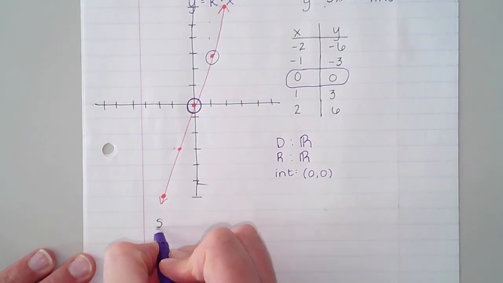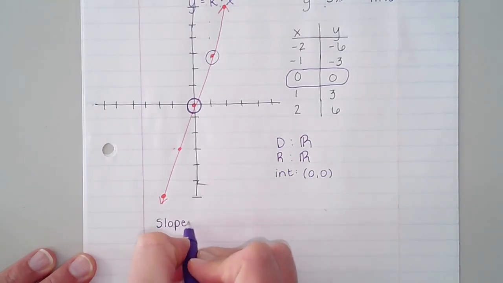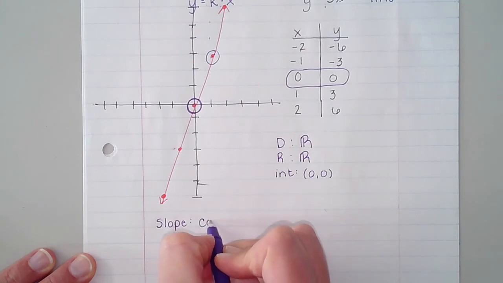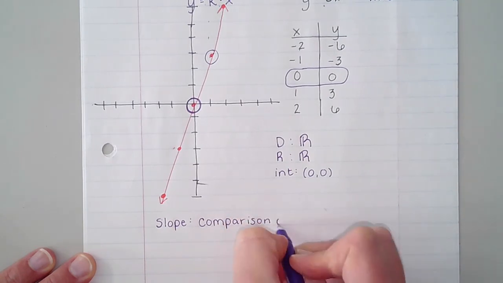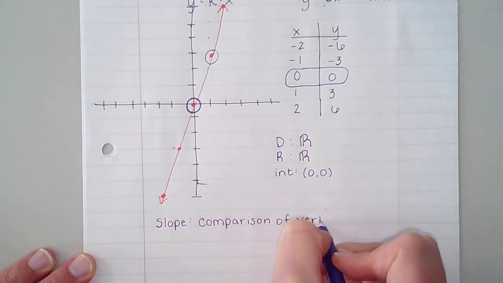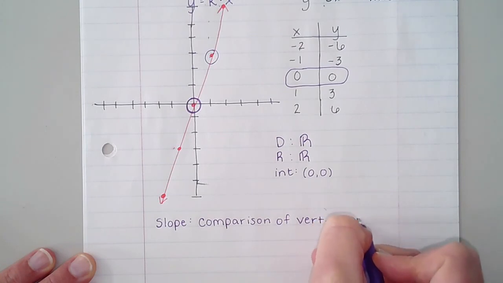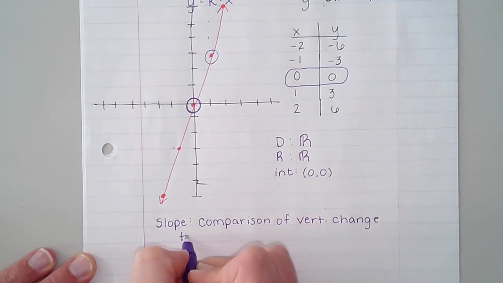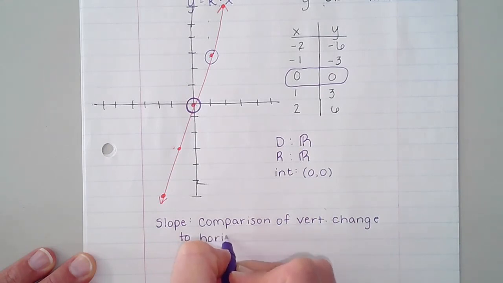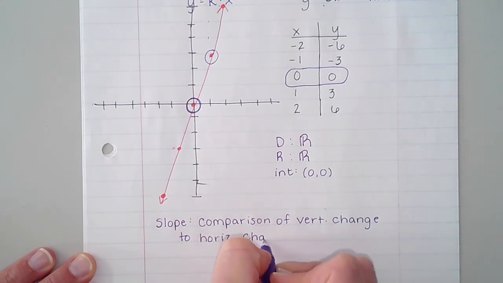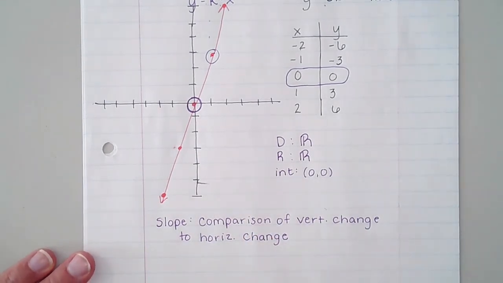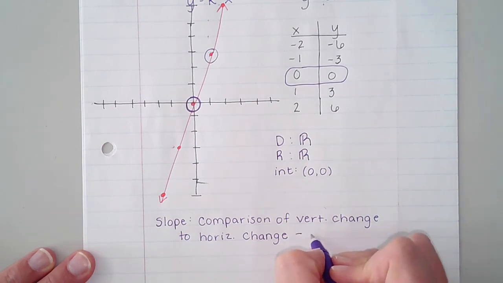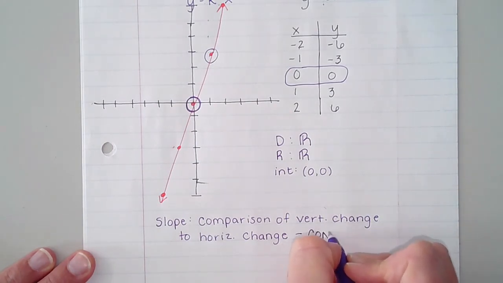So the slope is a comparison of vertical change to horizontal change. And I do believe there's a place in your notes to mark this down. But the important thing to know about this, the reason that slope is important specifically for linear functions, is that when we're talking about something linear, that rate of change is constant. I suddenly forgot how to spell constant.